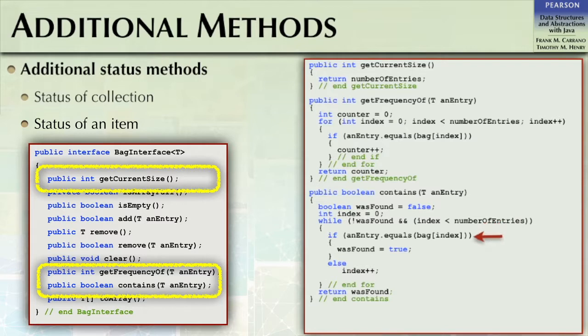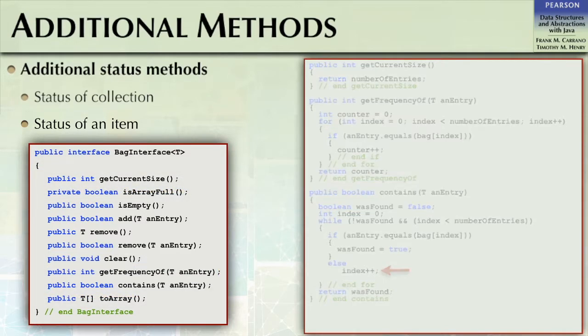If the current entry equals the target, we set found to true since we found the target item, and so the bag contains that item. This causes the while loop to terminate also. If the item did not match, we increment the index and repeat the loop to check the next item.